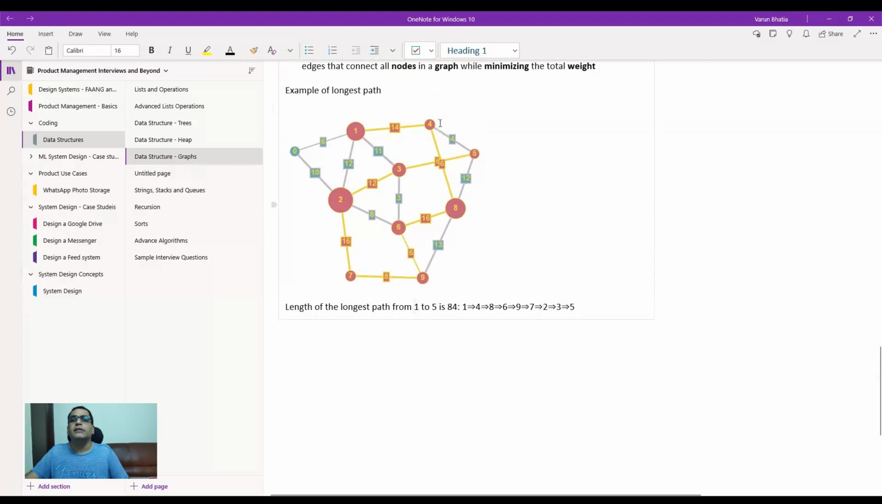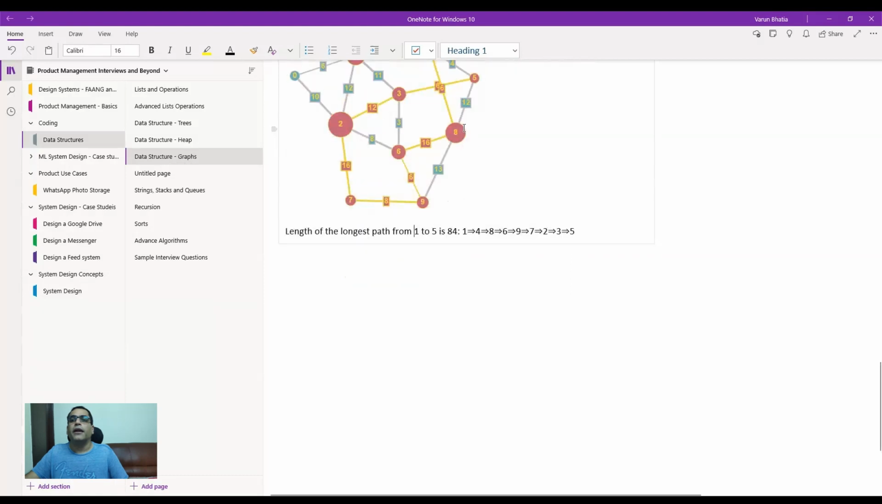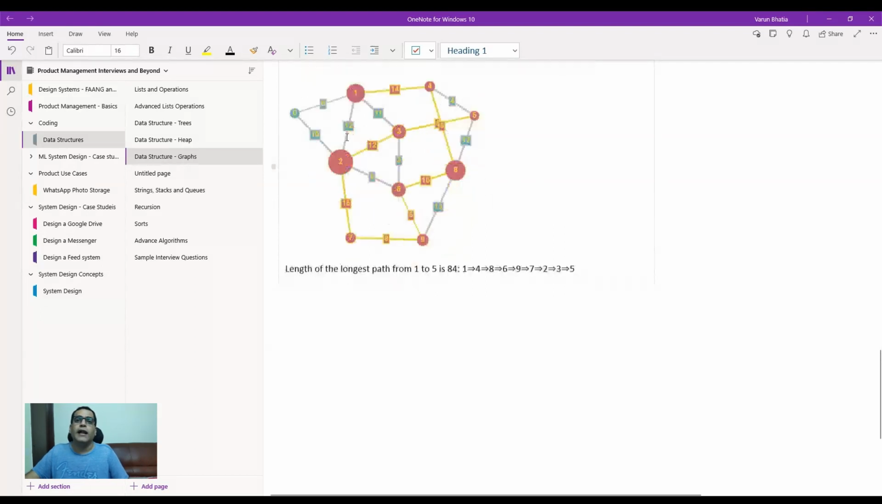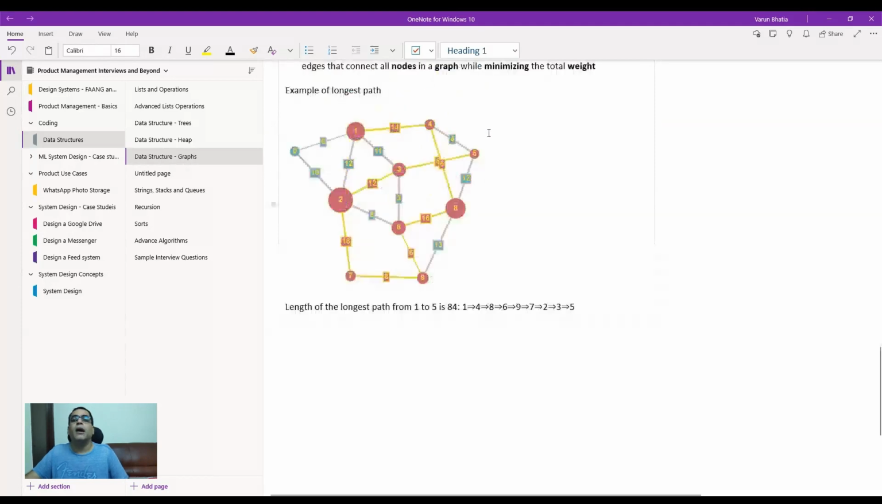and then calculating the sum of those. So here, for example, 1 to 4, if you look at it, is 14. Then 4 to 8 is 6. Then 8 to 6 will be 16. Likewise, if you calculate the sum, it will be 84, and this is the longest path. If you try to take any other path, it will not be the longest path, right?